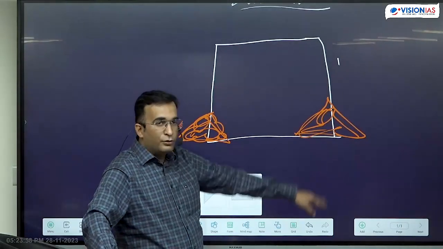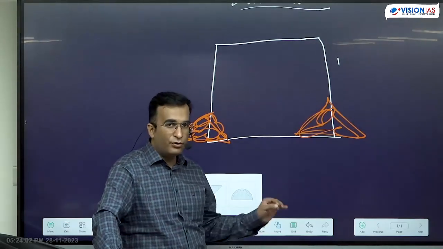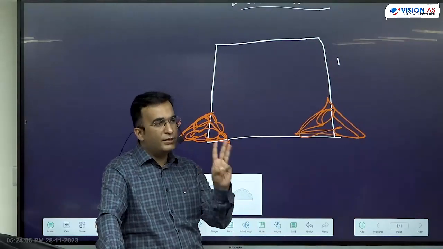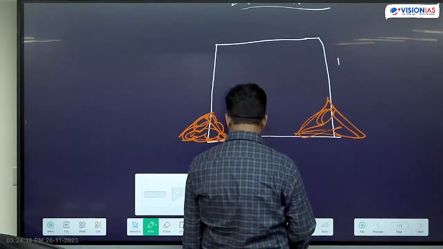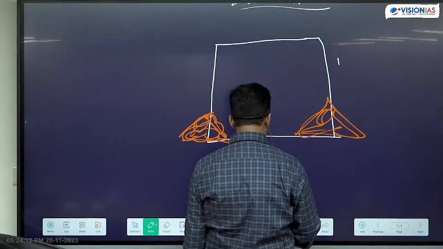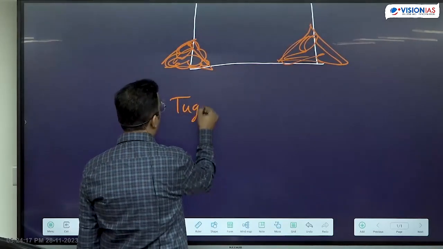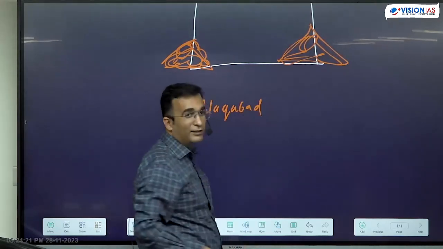Then Tughlaq rulers, rather than creating some beautiful buildings, emphasized on creating some of the precursor cities of Delhi. So they created three precursor cities of Delhi. So the first city which was created was Tughlaqabad. And anyone in this class who has seen Tughlaqabad?